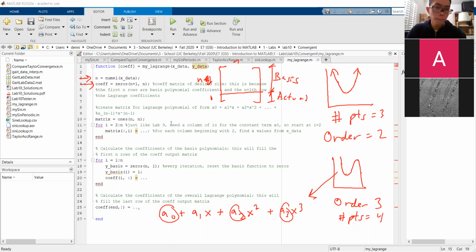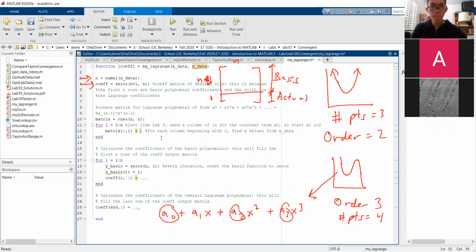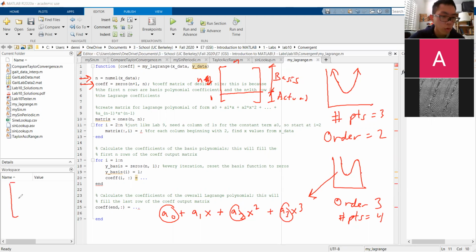Let's try and fill in this line over here. First of all, who can explain to me why we start at 2 here? Because what line 10 does is it creates a bunch of ones, like 1, 1, 1, 1, etc. This is what matrix creates. And remember that A, we want this to be x squared, x cubed. So why do we start at 2 instead of 1? Or would you like to fill this out and then we'll see what the reason is?